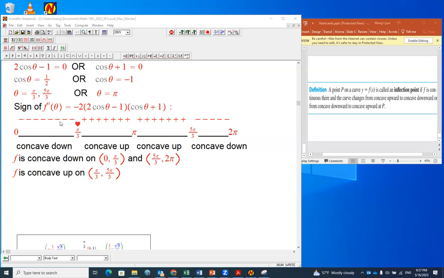At this point, we have a change from concave down to concave up. And at pi, even though the second derivative is 0, there's no change of concavity. So pi is not an inflection point. At 5 pi over 3, there's a change of concavity from concave up to concave down. So now we can say, okay, we have two of them, right? So what are we gonna say?